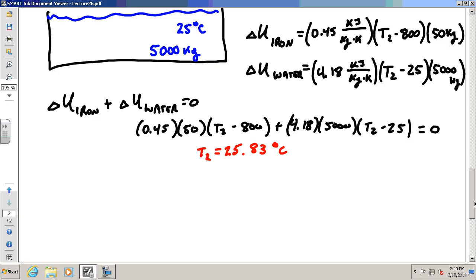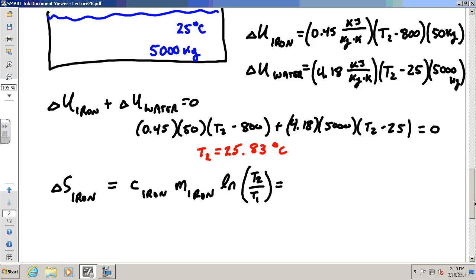Let's get the change in S of the iron. That's going to be the C of iron times the mass of iron times the natural log of T2 over T1. That's going to be 0.45 kilojoules per kilogram K times the mass of iron, 50 kilograms, times the natural log of the two temperatures.